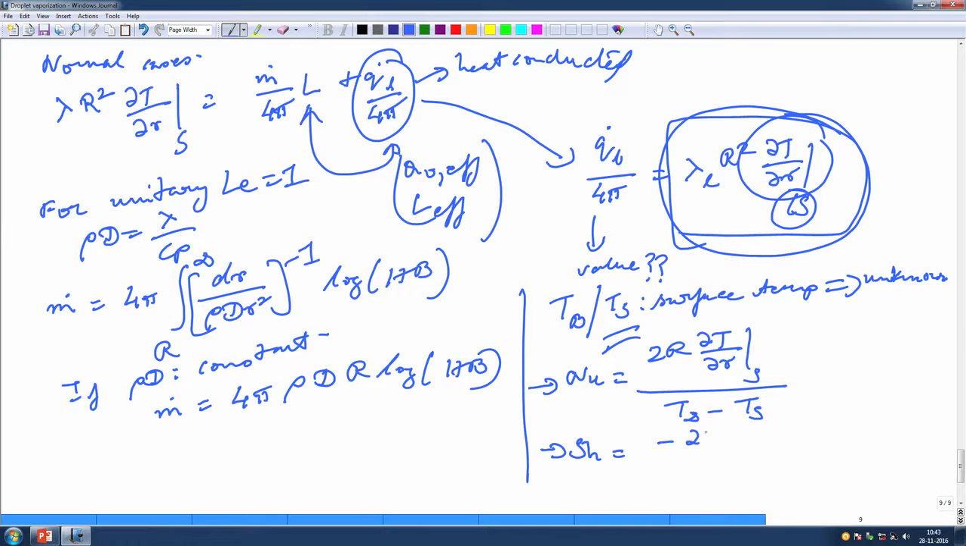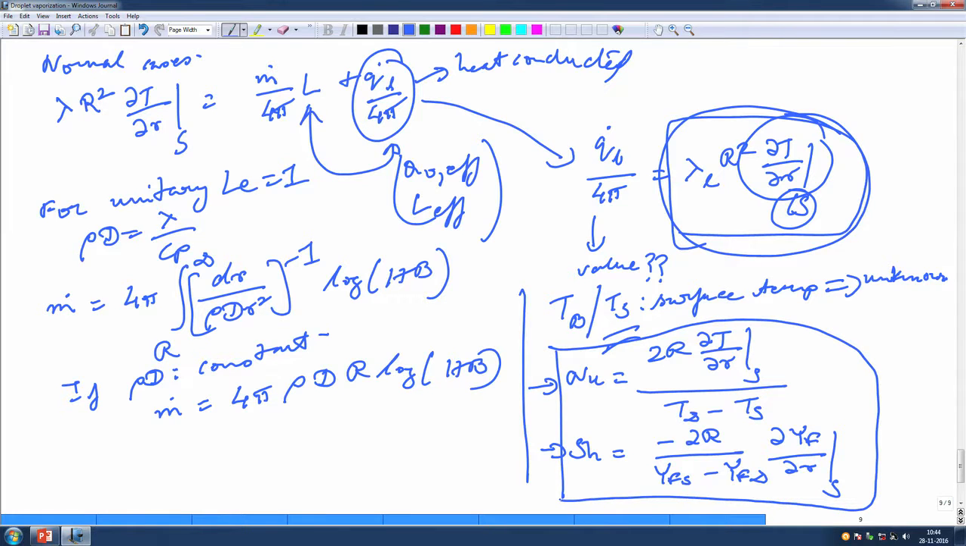which is basically the mass transfer equivalent. So, Y_FS minus Y_F infinity, dY_F by dr at S. So the Nusselt number and the Sherwood number are taken like that. Got it? These are definitions. This is no mathematics. We have just defined what the Sherwood number is going to be. This will be a useful quantity as we will see later.